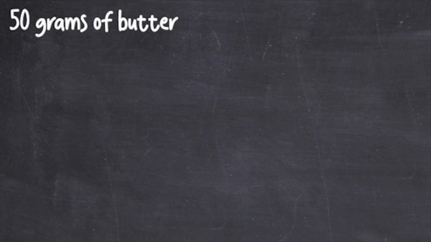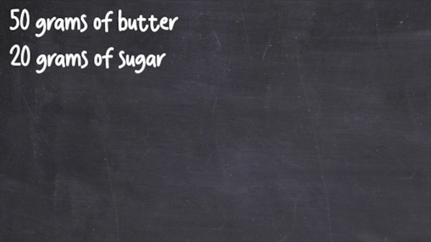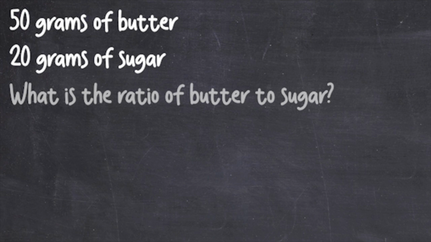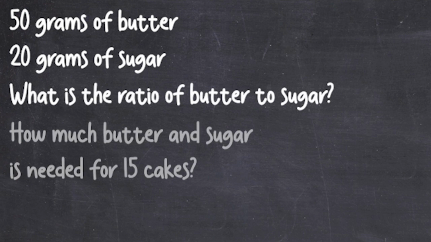Here's another scenario. Leslie's cake recipe calls for 50 grams of butter and 20 grams of sugar to make one cake. Leslie wants to know, what is the ratio of butter to sugar in the recipe? And how much butter and sugar would she need to make 15 cakes?